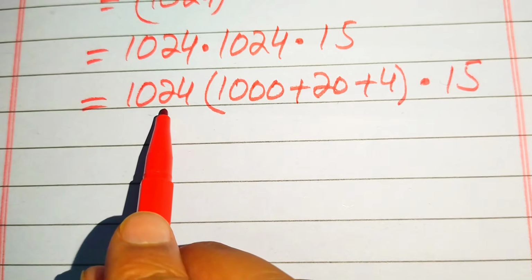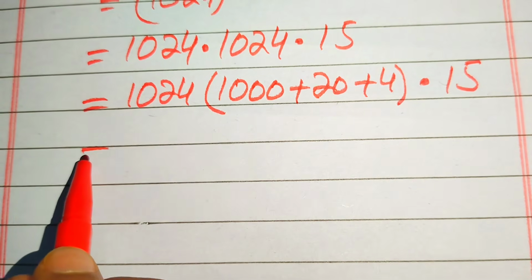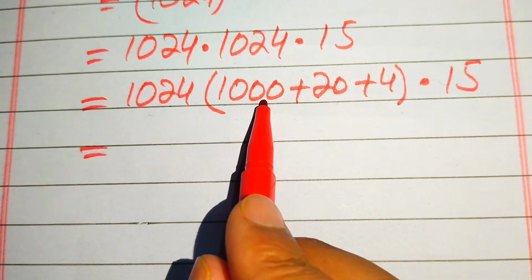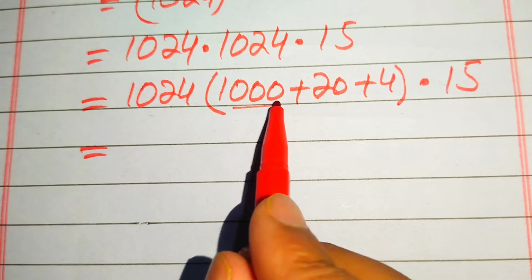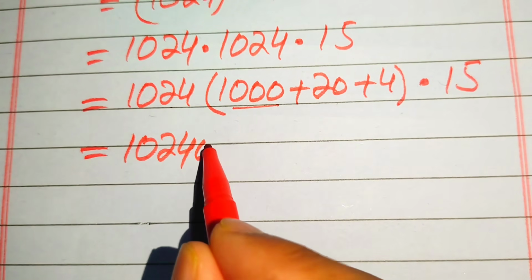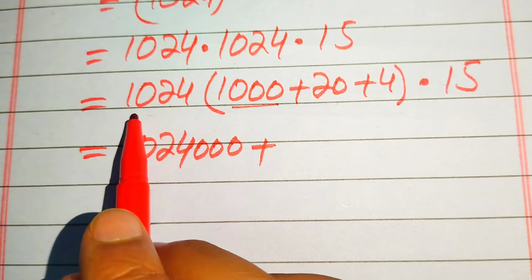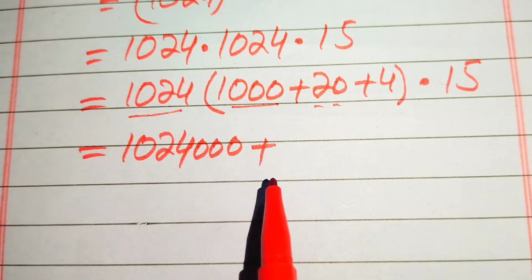And now we multiply 1024 separately on these three values. When we multiply 1024 with 1000, we just write these three zeros here, and it becomes 1024, and here we write these three zeros. In the same pattern, we multiply this one bigger number with these two numbers.